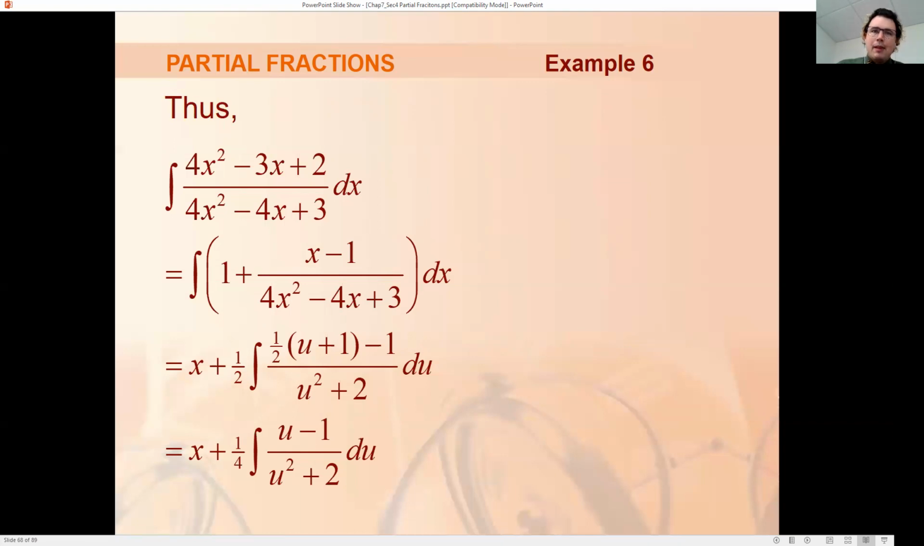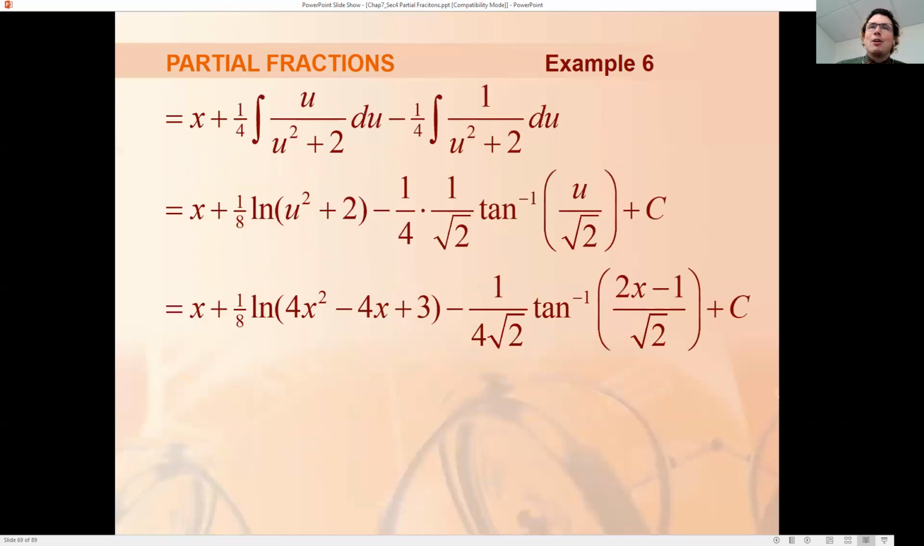So this integral now in u coordinates, we've got to multiply through here, we can pull that out. We're going to have an x on the outside because we already did that part. We have a constant of 1/4. Now we're integrating u minus 1 divided by u squared plus 2. So again, we are going to break this into two different pieces. We're going to take the u divided by u squared plus 2. That's going to be another substitution. And over here, this is exactly my formula for the arctangent again.